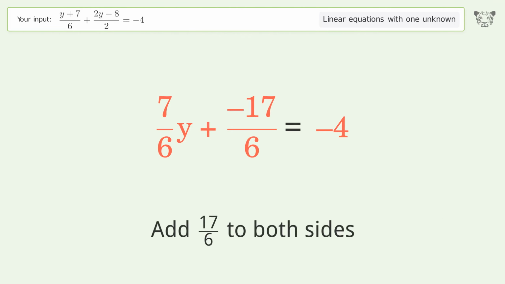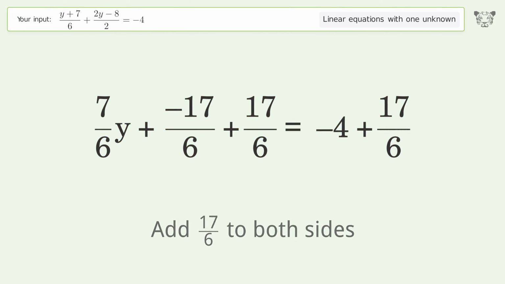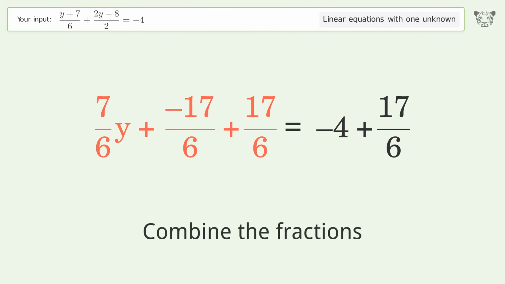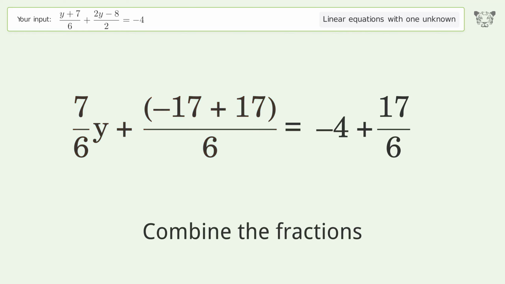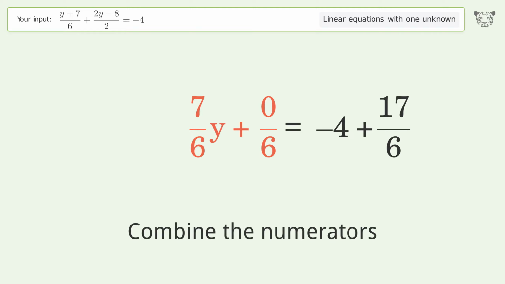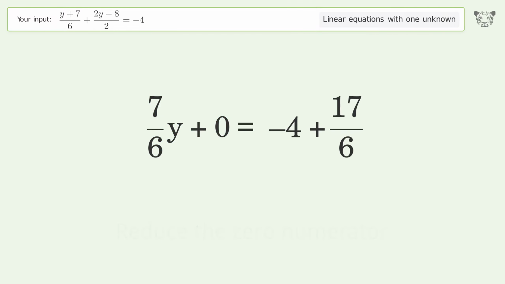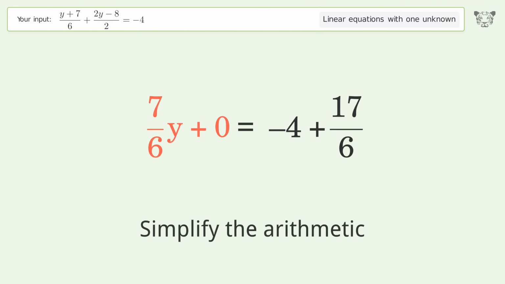Add 17/6 to both sides. Combine the fractions. Combine the numerators. Reduce the zero numerator. Simplify the arithmetic.